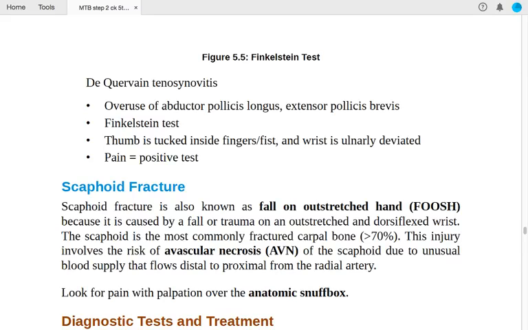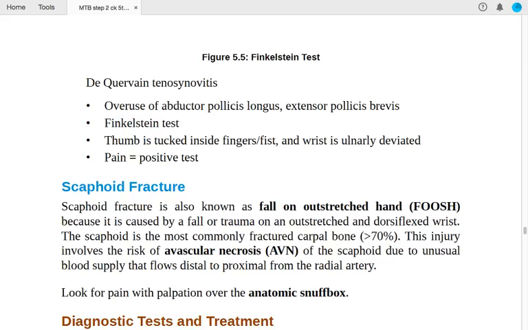The scaphoid is the most commonly fractured carpal bone, in more than 70% of cases. Usually, among the fractured carpal bones, the most commonly fractured is the scaphoid bone. This injury involves the risk of avascular necrosis of the scaphoid due to unusual blood supply that flows distal to proximal from the radial artery. So we have to memorize this point as well, that this injury involves the risk of avascular necrosis. This is the one which is commonly fractured, in more than 70% of cases. That's the scaphoid, this point.